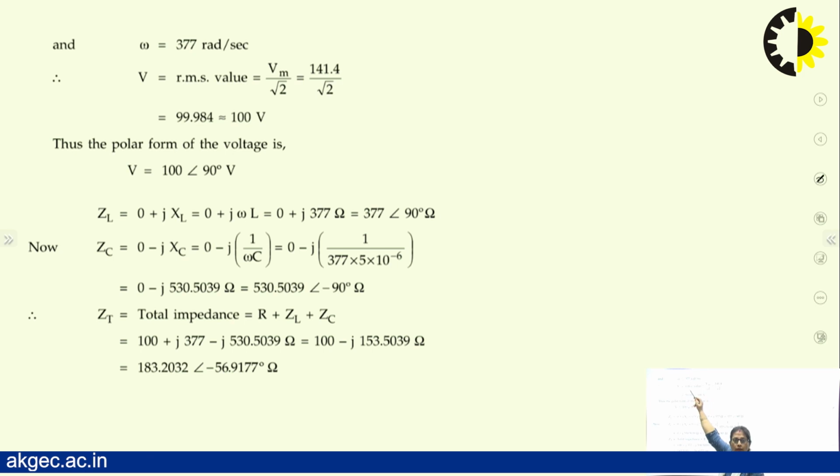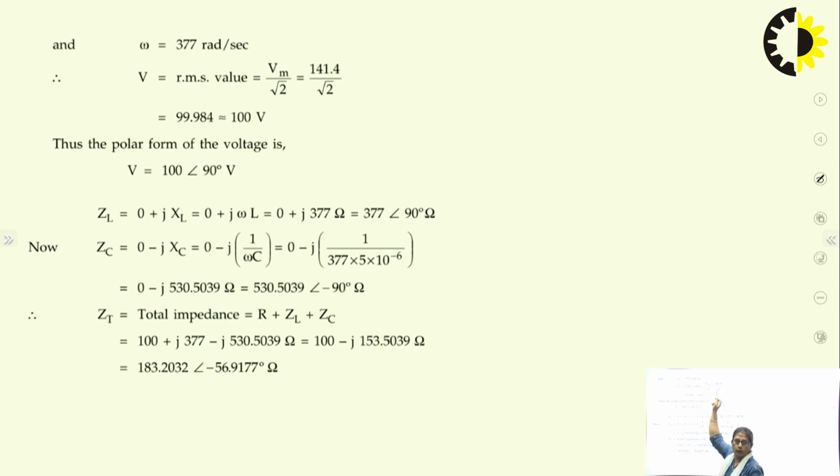The RMS value of the voltage will be given by Vm by root 2, that is nothing but 141.4 upon root 2, that is 99.84 or nearly 100. So, in the polar form, I can represent the voltage with magnitude 100. With its angle, what is its angle? Angle is 90, right?